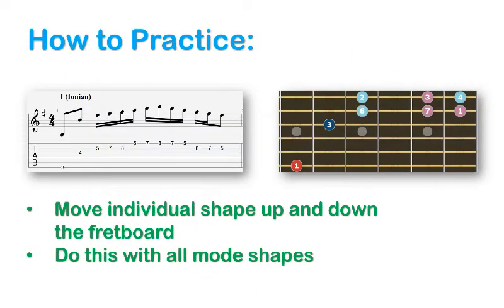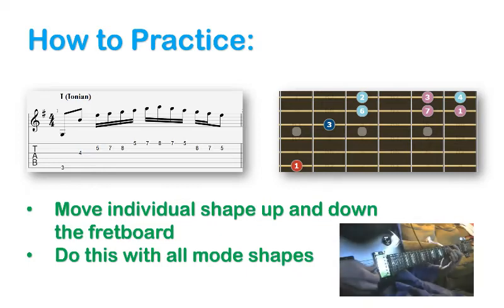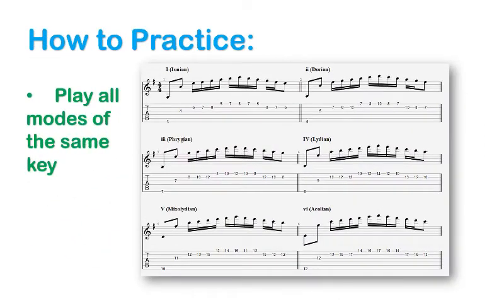Now that we are familiar with the modal patterns, we can use this simple exercise to practice them. We first play the root and 3rd for reference, then the corresponding 6th note modal pattern. You can either go up and down the fretboard for each individual mode, or you can climb the modes in diatonic order.